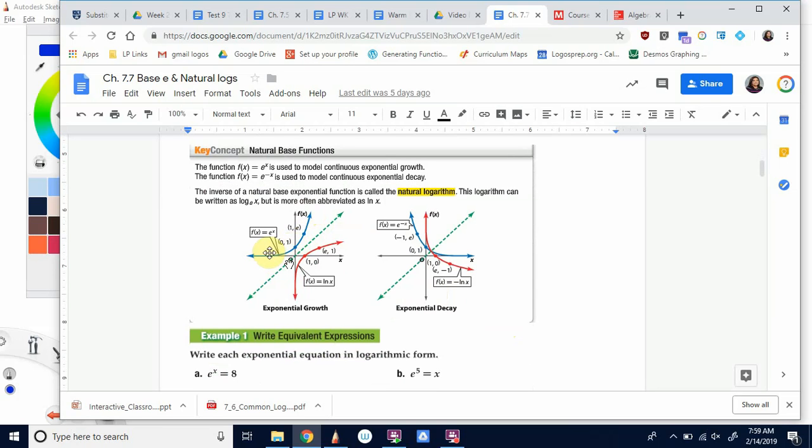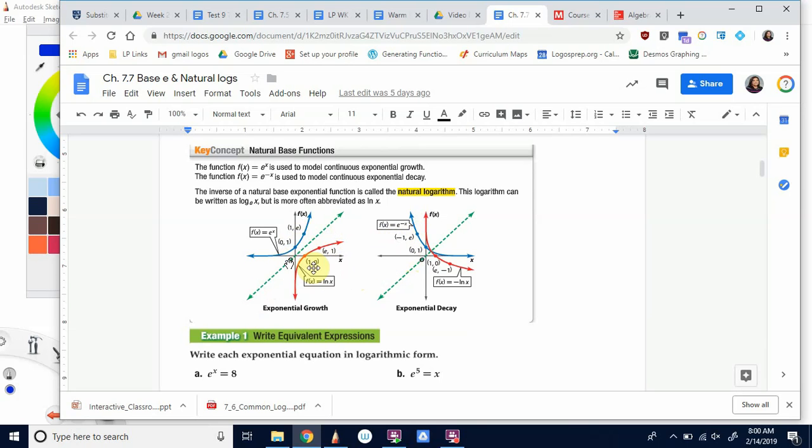Instead of using 3 points, we only use 2 points, and the points are (1, e), which is 2.718, and (0, 1). And then the decay, do you notice that the x is negative? It's the same points, except we have (-1, e) and (0, 1). So that's where it differs from regular exponential. Remember, the 3 points were the exact same for growth and decay. Here, they're slightly different because your x is negative.